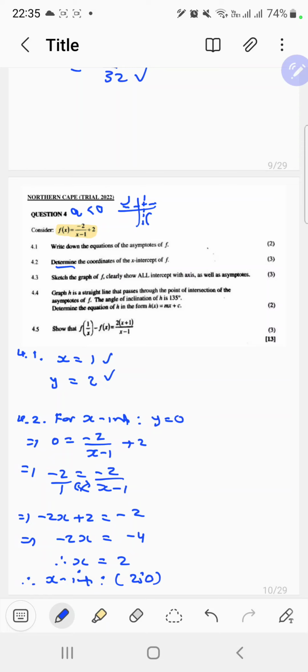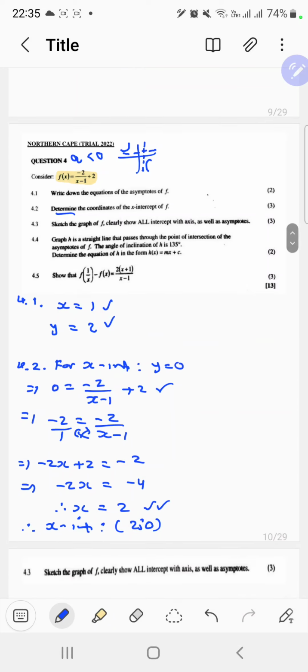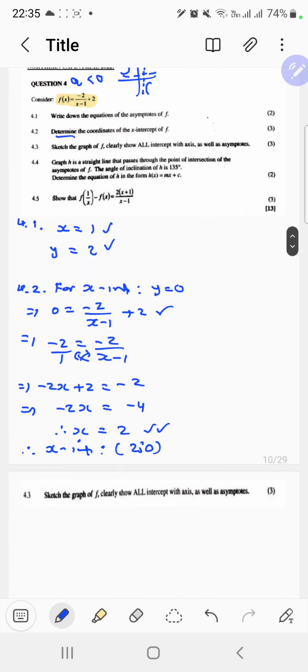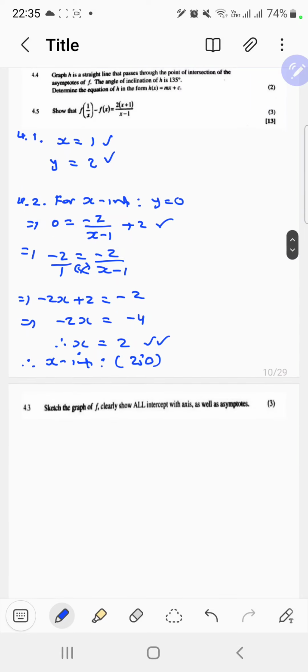How many marks are they giving there? 3 marks, of course. That situation is important, and then of course you get your 2 marks here. The rest is mathematical gymnastics you are already familiar with. All right, so it says sketch the graph of f, clearly show all intercepts with the axes as well as the asymptotes. So you already know here we only have an x-intercept. So we will definitely need the y-intercept.